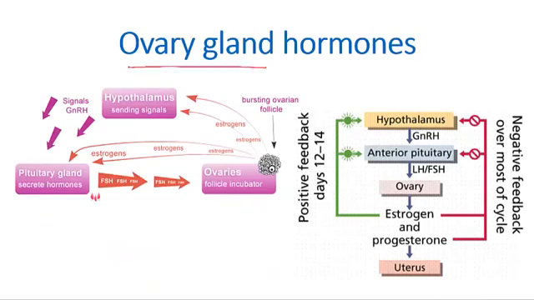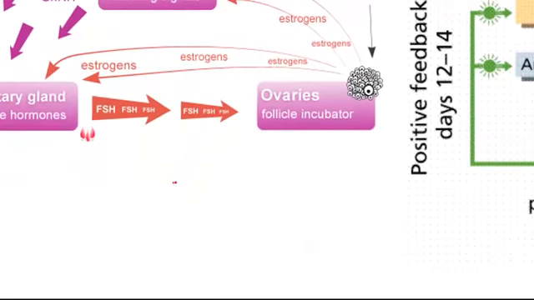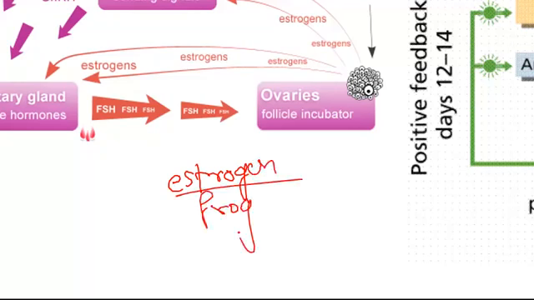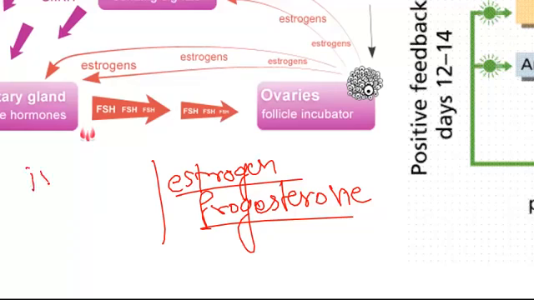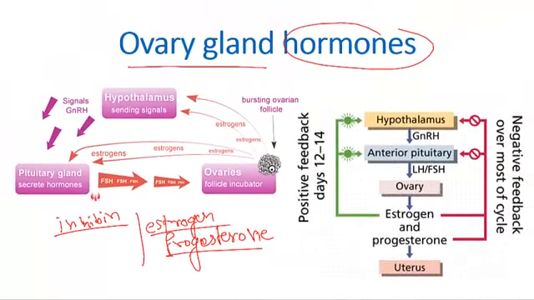Now let's look at the ovary gland and the hormones secreted by the ovary gland. Ovary gland is only present in females, right? And it produces steroid kind of hormones. They're known as sex hormones because they are estrogen and progesterone. These are the two types of hormones produced by the ovaries, estrogen and progesterone. They also produce another hormone known as inhibin, which is a peptide type of hormone, but the major hormones are estrogen and progesterone, which are steroid kind.